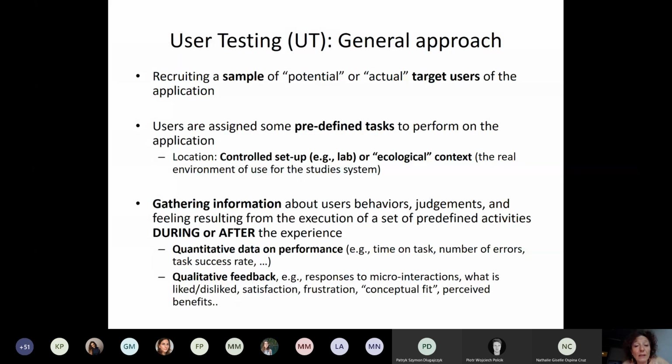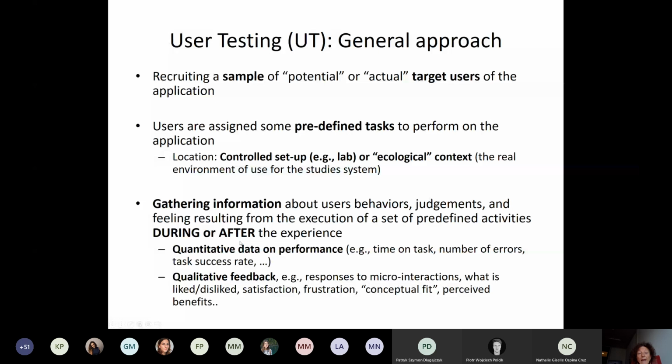It can be a more or less controlled setup, such as a lab, your office, your usability lab, or an ecological context, and then gather information about user behavior, judgments, feelings during the execution of this task. This information results from the execution of this task, and you gather information during or after the experience, or both.